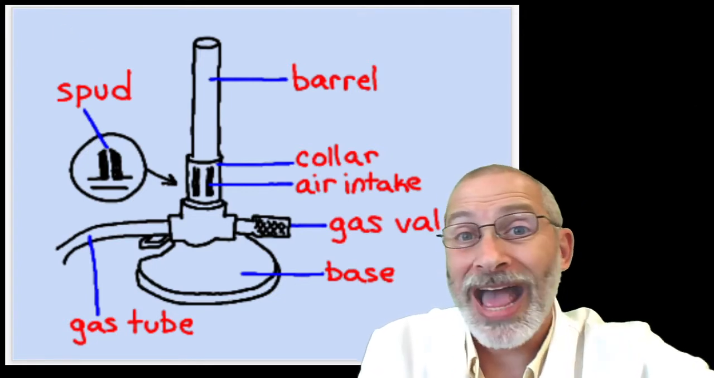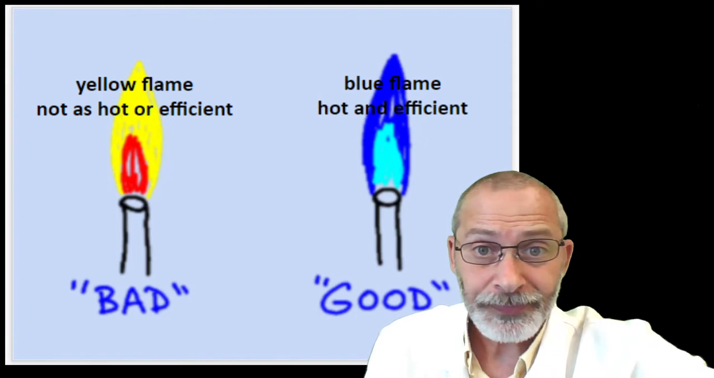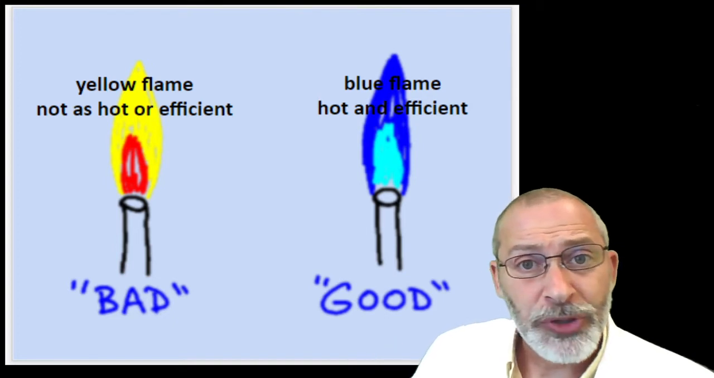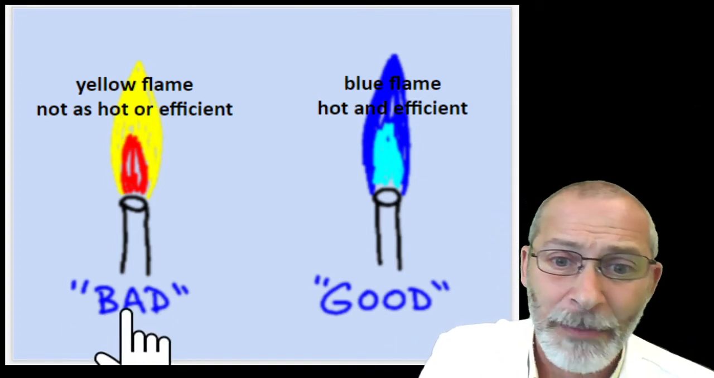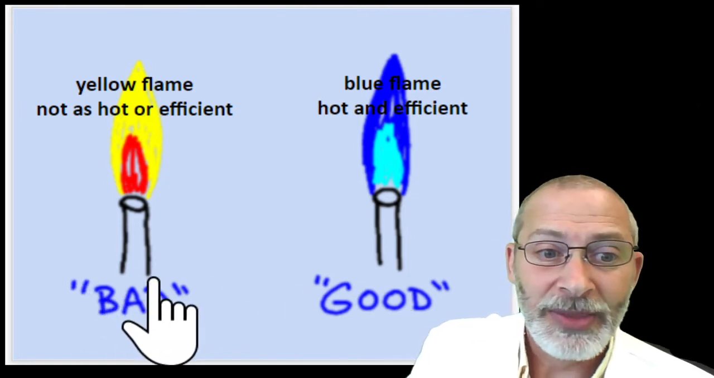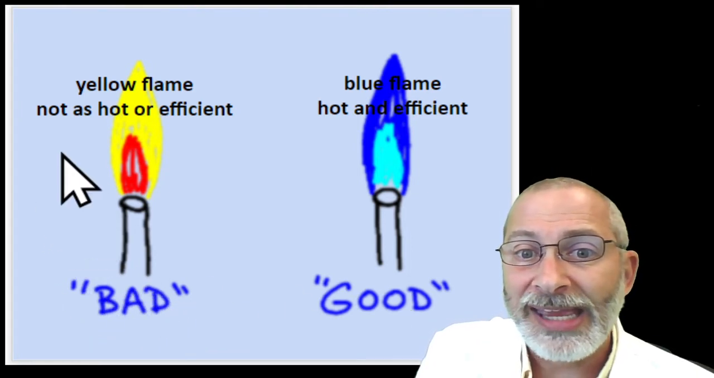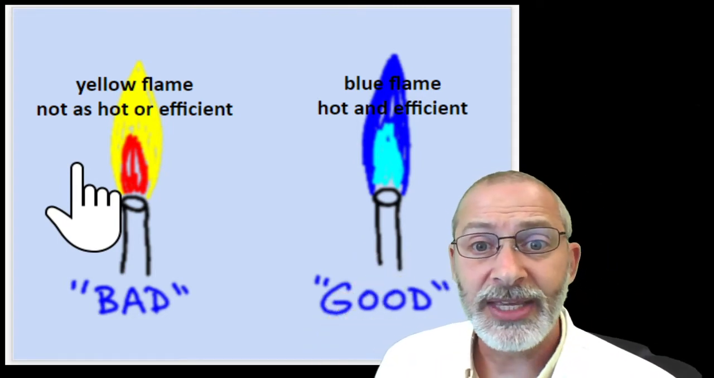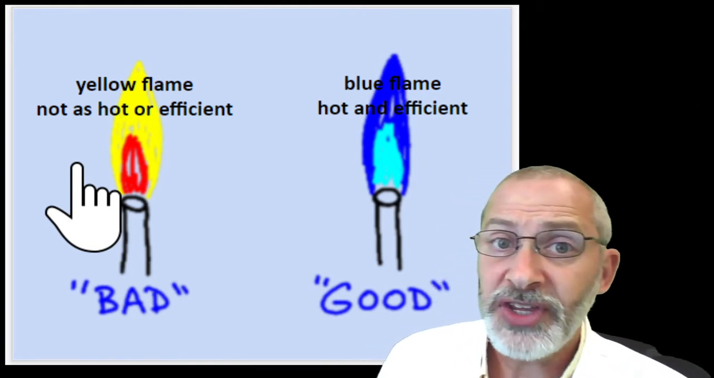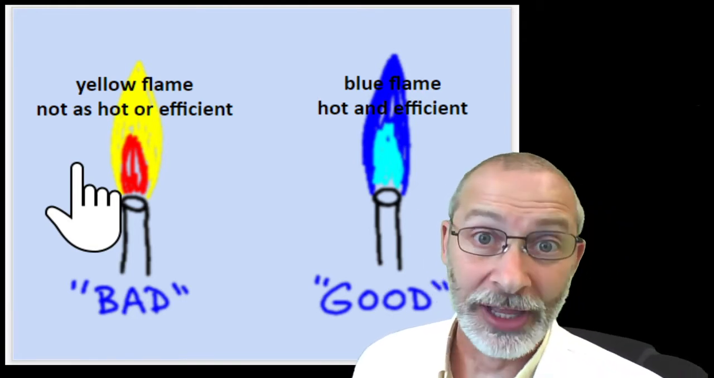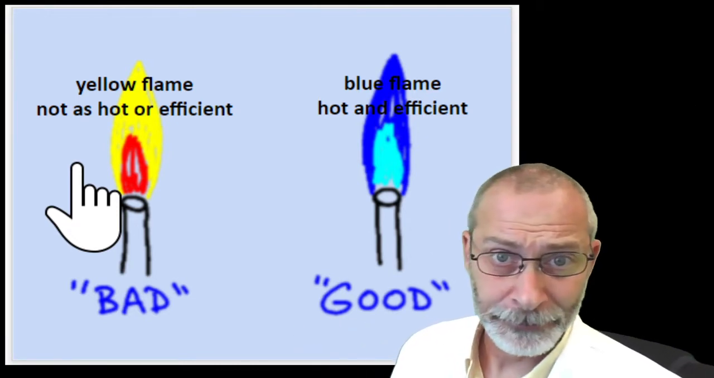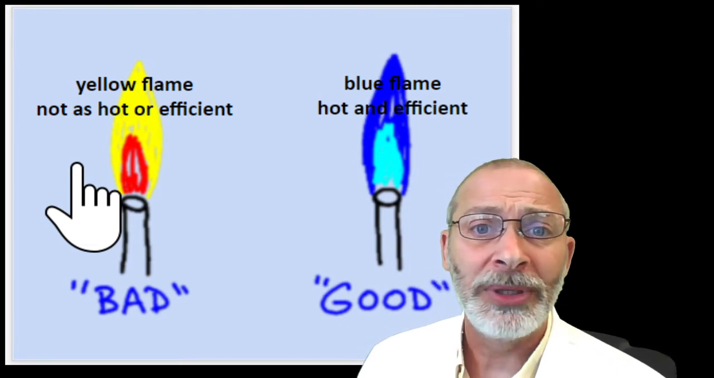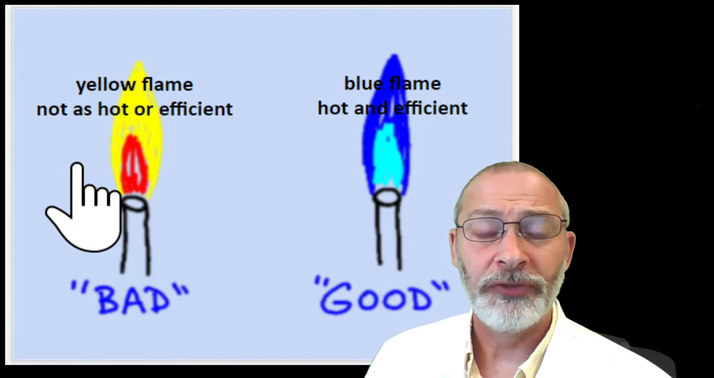All right, now once we learn how to use the Bunsen burner and we get them lit, you're going to be producing different kinds of flames. In the laboratory, I'm going to refer to them as the bad flame and the good flame. The bad flame will look more like a candle flame. I call it the bad flame because it is not as hot or efficient as the good flame. It has a cooler temperature, and it produces a lot of soot because of the incomplete combustion that's taking place between the fuel and the oxygen.